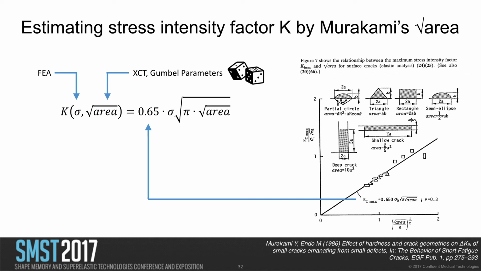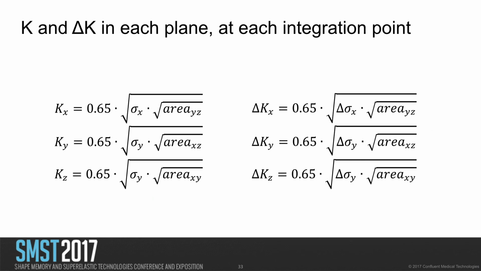This is a K, or delta K, model that was proposed by Murakami in the 80s and was referenced by Urbano and colleagues in that SMST paper from a couple of years ago as a way to estimate the stress intensity factor K as a function of stress and area, which is something like an indicator or predictor of failures. That's what we're looking at here. So of course we can do that now for each of the three directions. We can calculate a K in the x, the y, and the z.